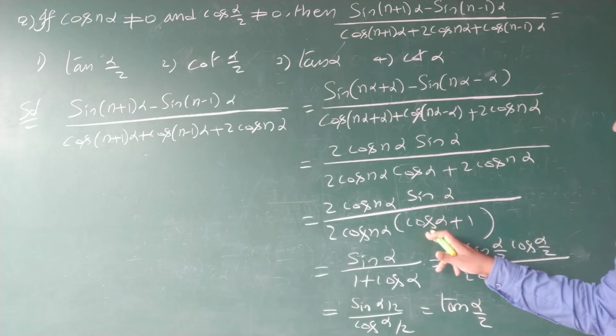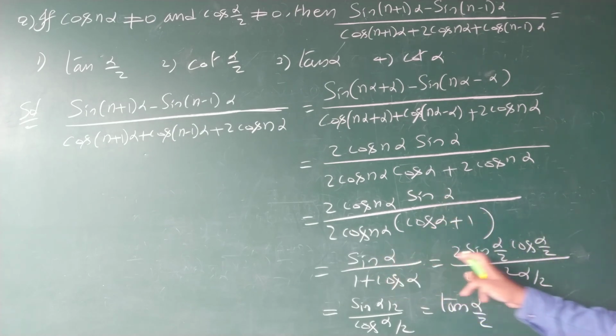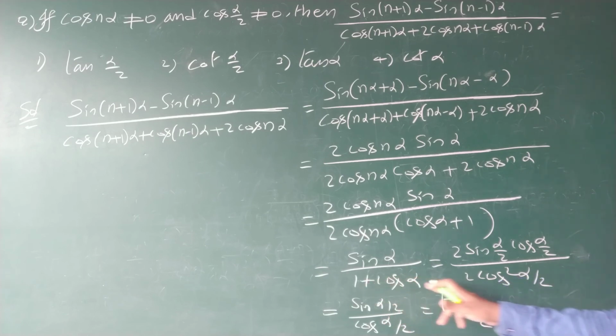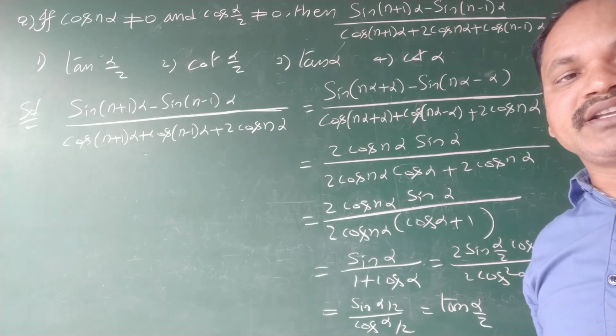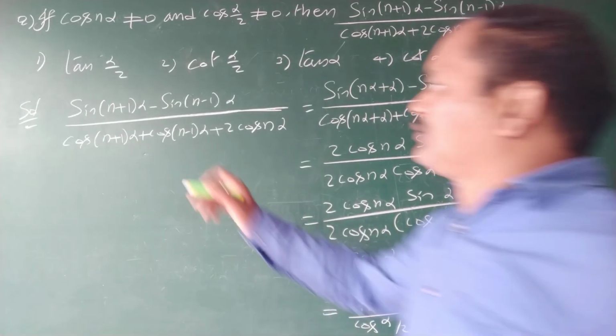We get sin alpha by 1 plus cos alpha. Sin alpha is 2 sin alpha by 2 cos alpha by 2, and 1 plus cos alpha is 2 cos square alpha by 2. After cancelling, we get tan alpha by 2, which is the first option.